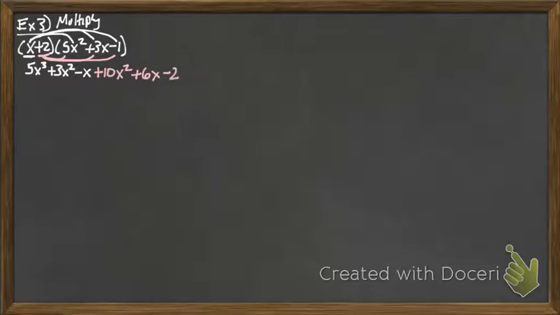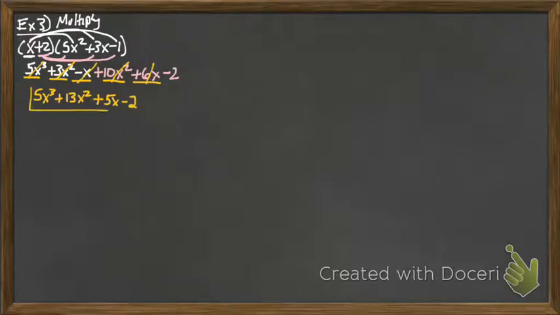Now we're playing the game where we're going to try to add up the like terms. Let's see if we have any like terms. I only have one x cubed term, and it's 5x cubed, so there's nothing to add that up with. I have a 3x squared and a 10x squared. If I add those, I get a positive 13x squared. Cancel those out. I have a negative x plus 6x. That's going to be a positive 5x. Cancel those out. And my constant is minus 2.